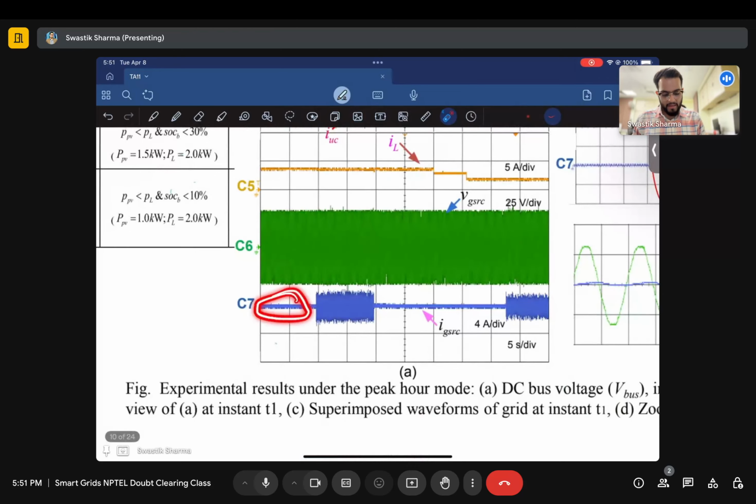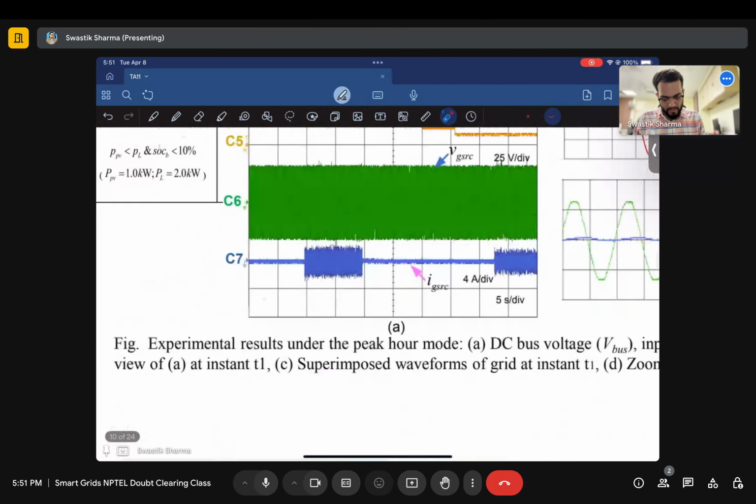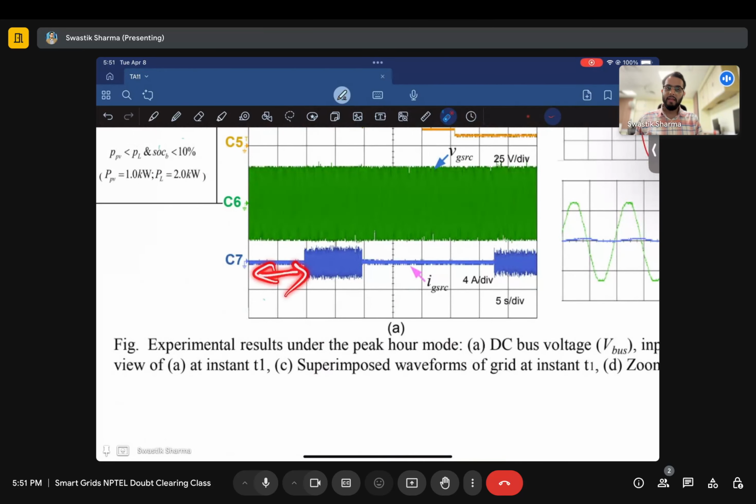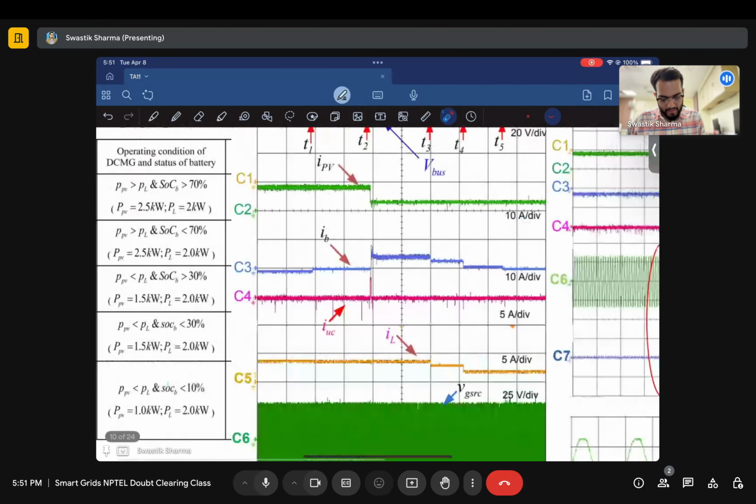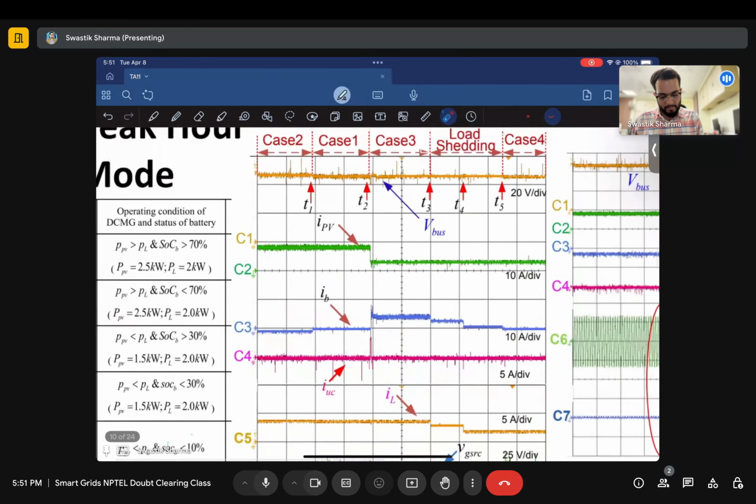The grid is idle, which means it's not supplying any power. So up till T1, the grid is not supplying any power, the battery is absorbing, and the PV is generating as it should be. The main goal of our PFCS is to keep the bus voltage at the reference value, and that is what is happening.